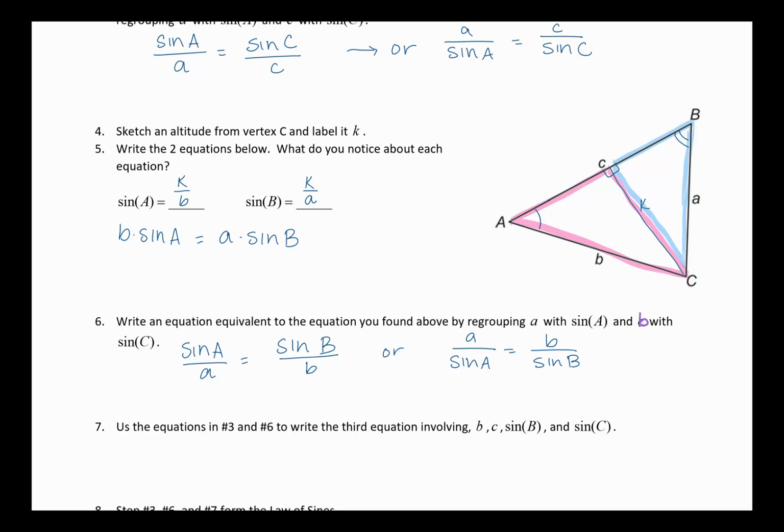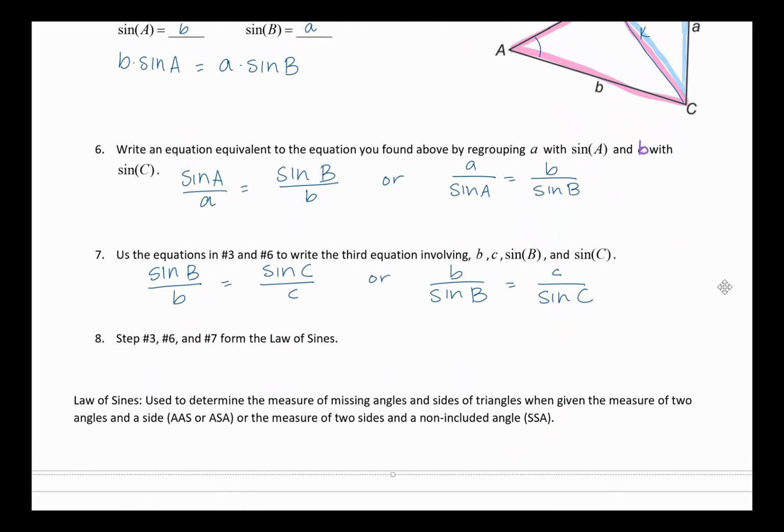Okay, so if I wanted to take this pattern and extend it to B and C, so we've done A and C and A and B. To get it with B and C, you can imagine that it's going to be exactly the same. That sine of B over B would equal sine of C over C, or B over sine B equals C over sine C. So those would both be equivalent over there. So you can now imagine that if we put all of this together, we can form the law of sines.